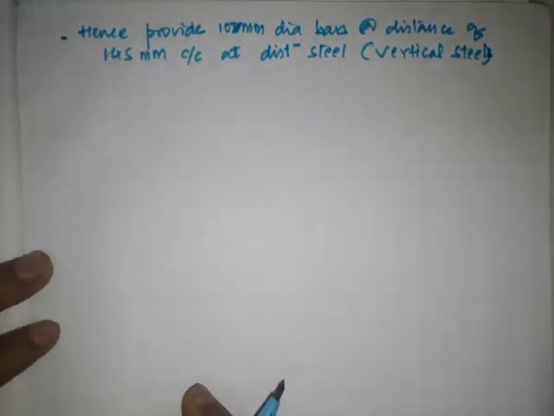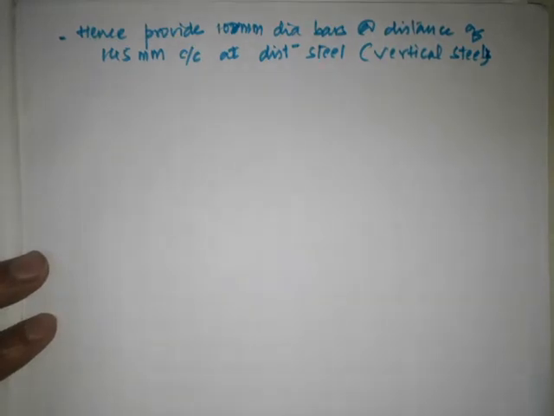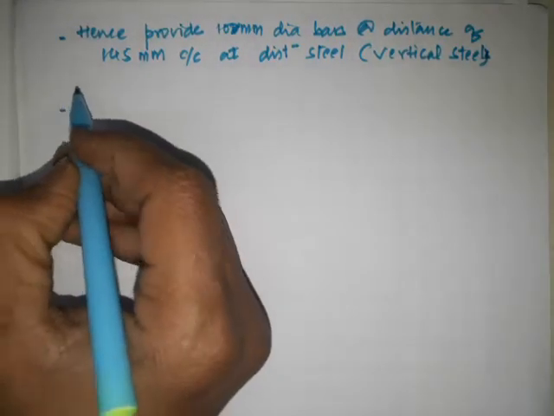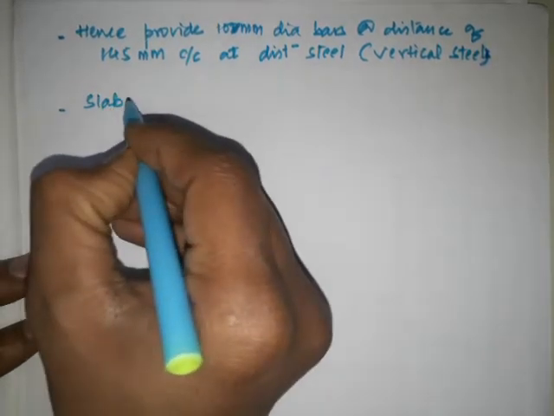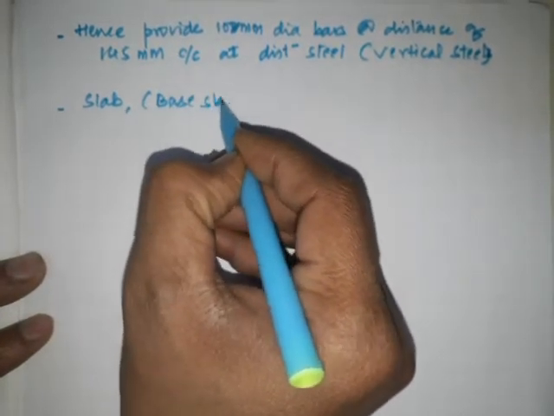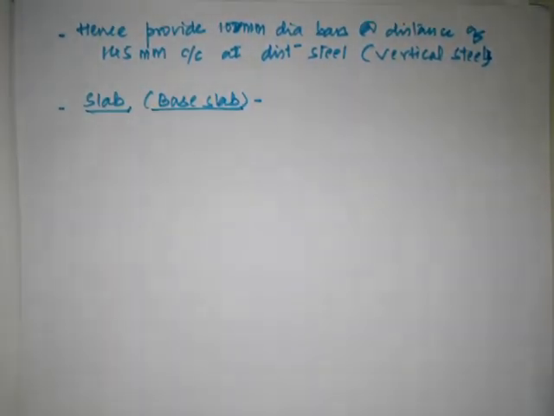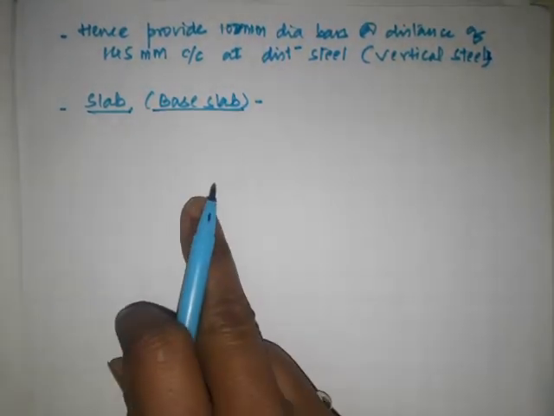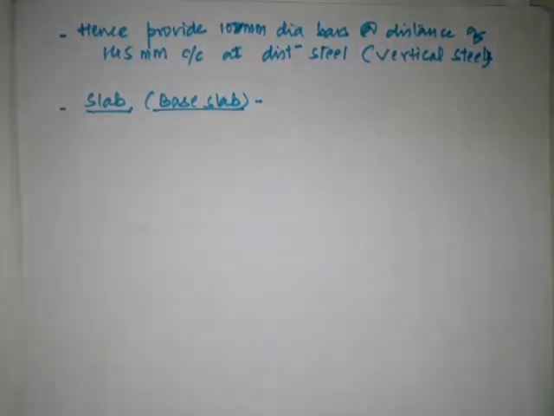Then the last is the curtailment of bars, or after that we'll have the reinforcement for the slab base. Okay, that is the base slab, the reinforcement for the base slab. We have designed the reinforcement for the vertical walls. Now next is for the base slab. So here we don't have to design for the base slab.